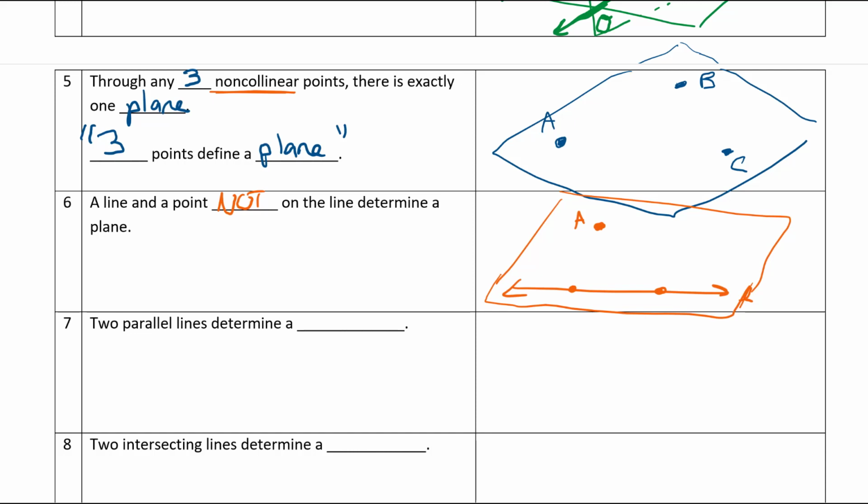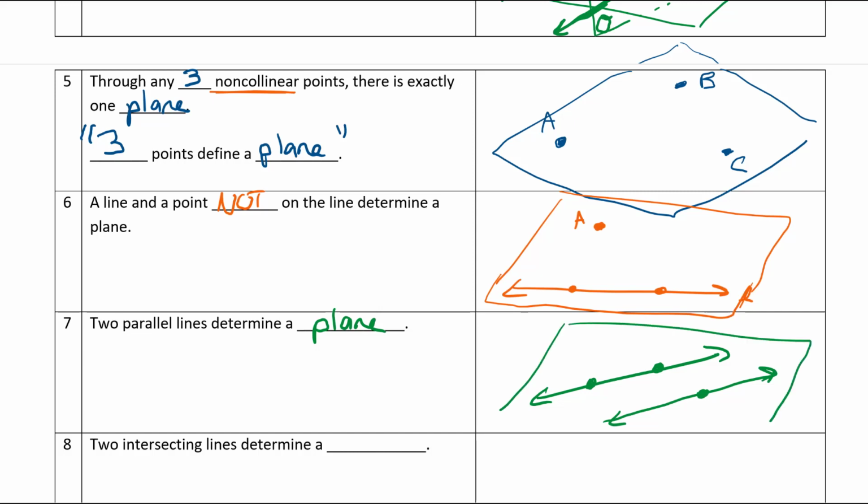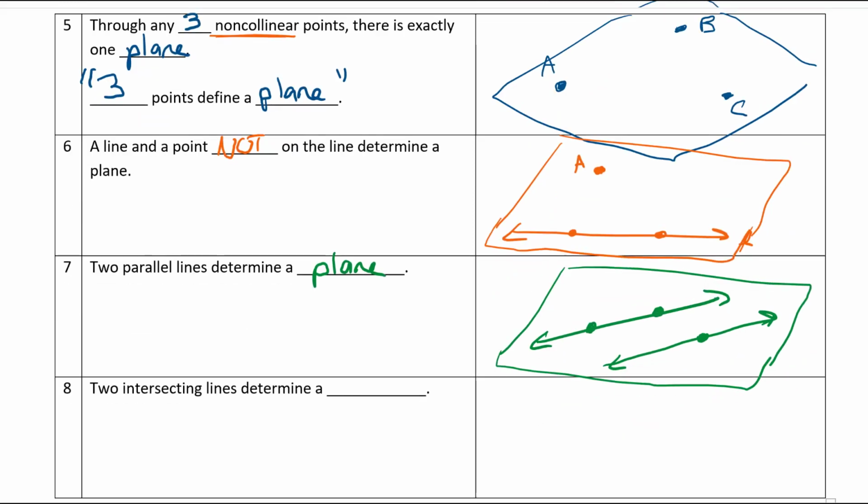Number 7, 2 parallel lines determine a plane. Okay, so we have a line here and a line here. So why is this true? Well, there are 2 points on one of the lines, and there is at least 1 point on the other line, and those 3 are non-collinear because parallel lines aren't on the same line. So there are 3 non-collinear points. So essentially 7 is the same thing as 5, just in a slightly different manner.